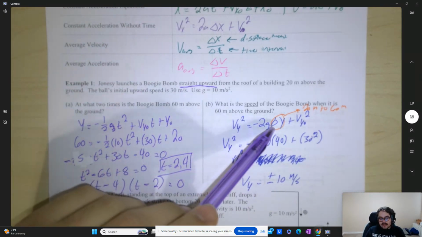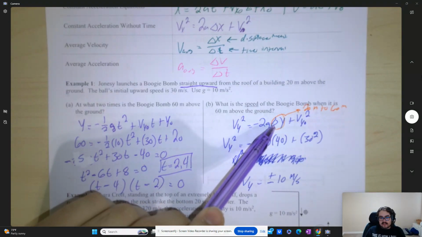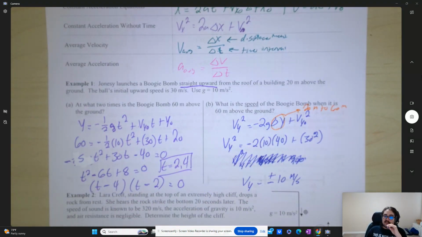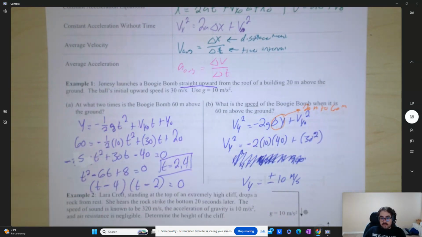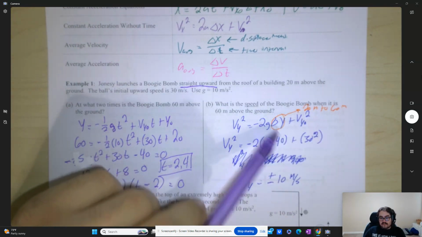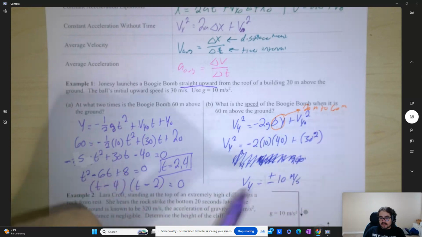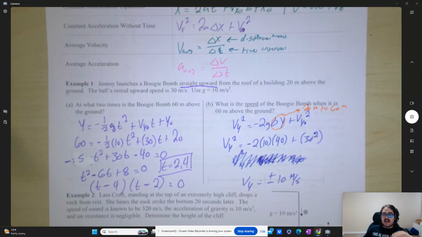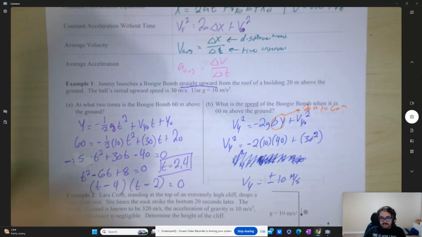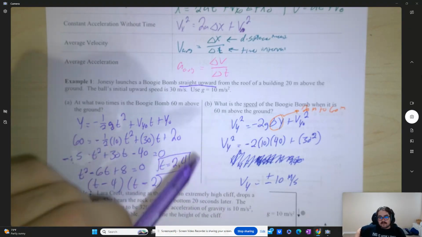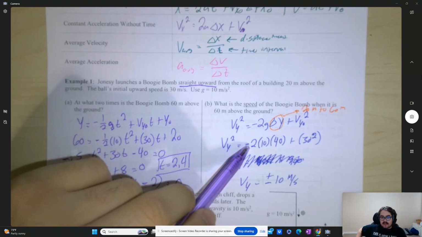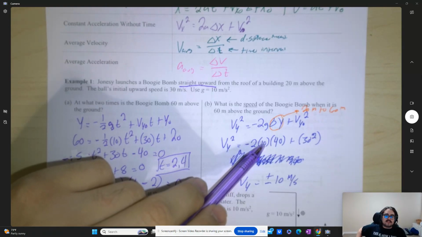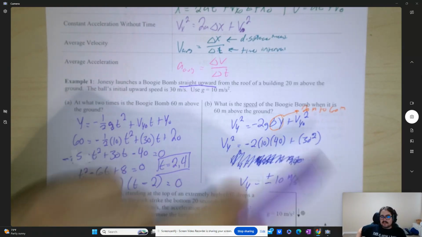And you'll notice that the delta y is not 60. Instead, it's going to be from 20 to 60, which is 40. So that's why I'm substituting 40 for delta y, because I go from 20 to 60. I'm already at a height of 20, and I'm just throwing it up to the 60 point. We want to figure out the speed of the ball when it gets up there. So we're using Vy squared equals -2(10)(40) plus (30) squared.